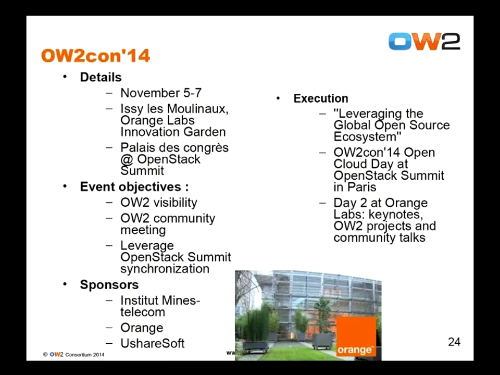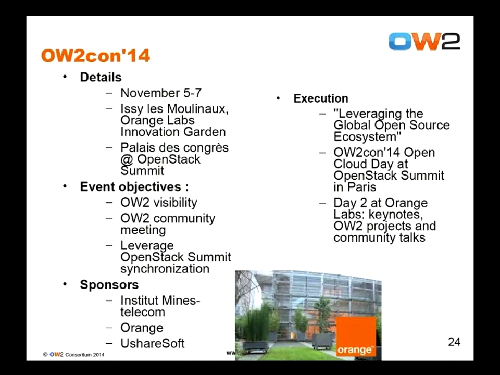Then there will be OW2 14. This is our annual conference, annual event of the OW2 community. This will be held as usual at Innovation Garden at Orange Labs. We will have keynotes, project presentations, panels, OW2 project awards, free lunch, and of course the free beer party.